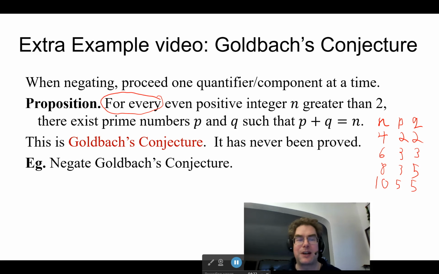Again, we'll take it one step at a time. You see the "for every" there. That's our universal quantifier. And so we know that that's going to flip and become "there exists."